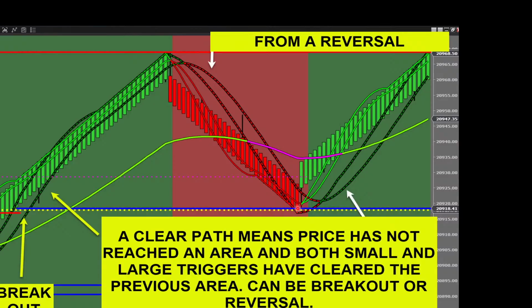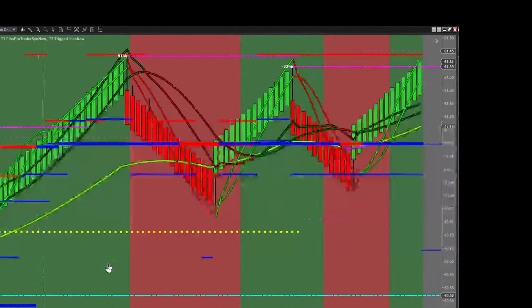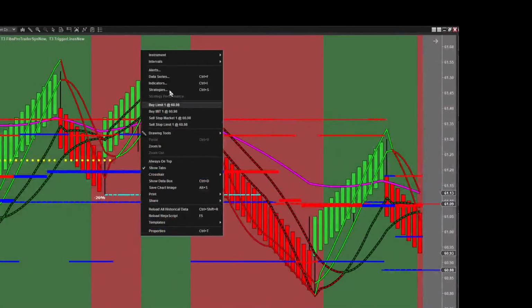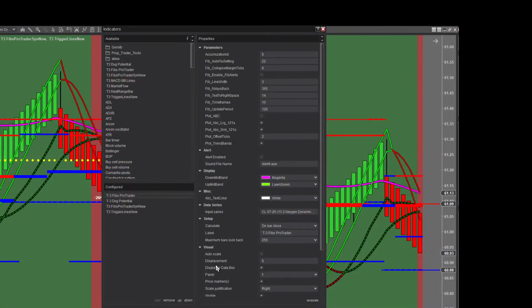So to identify it, if you go to the market and you look at it, let me find a good example without a ton of stacked fibs. Let me do this real quick. Let me take half the fibs off.